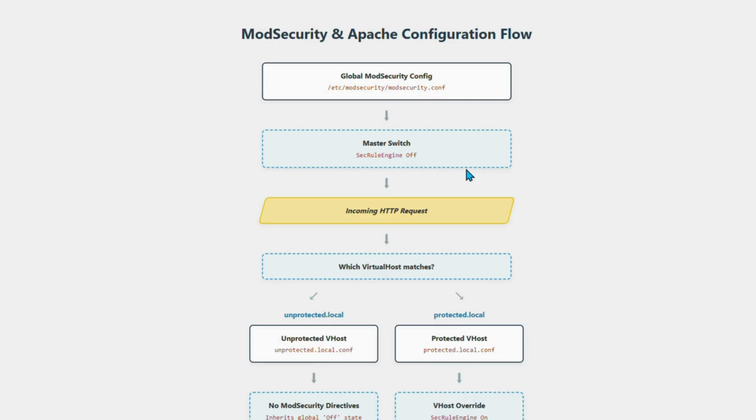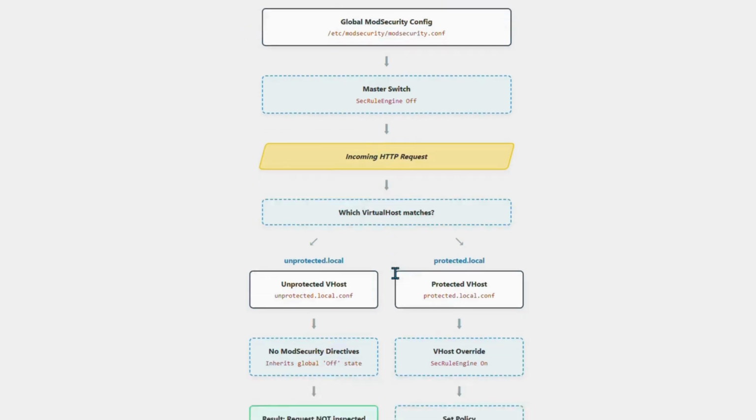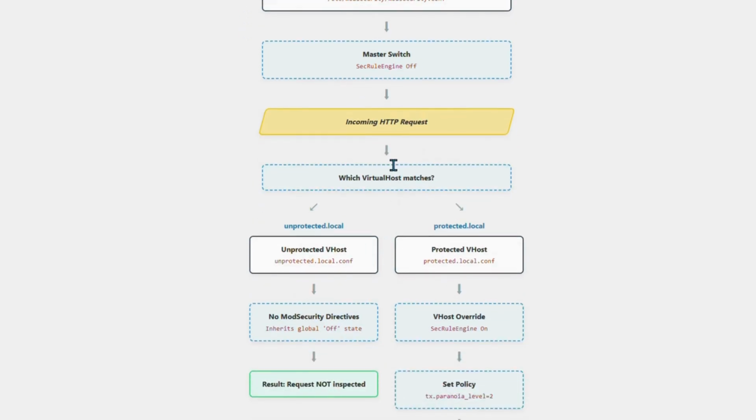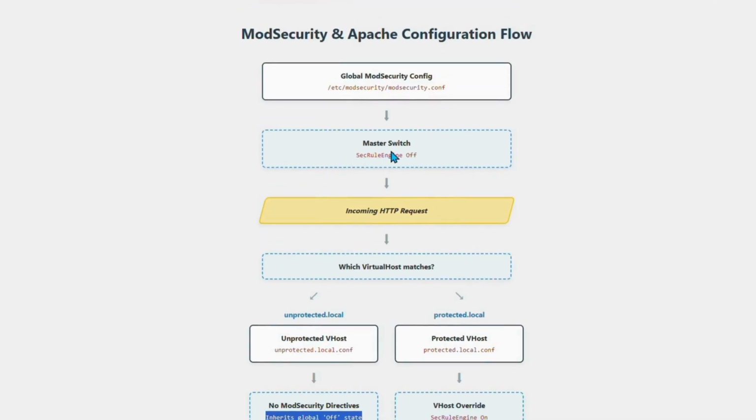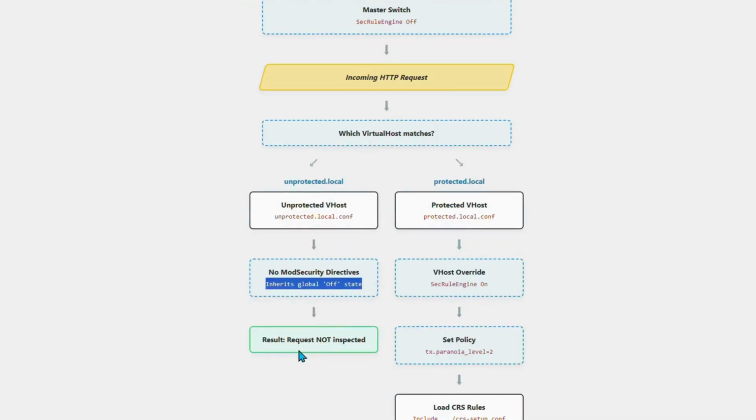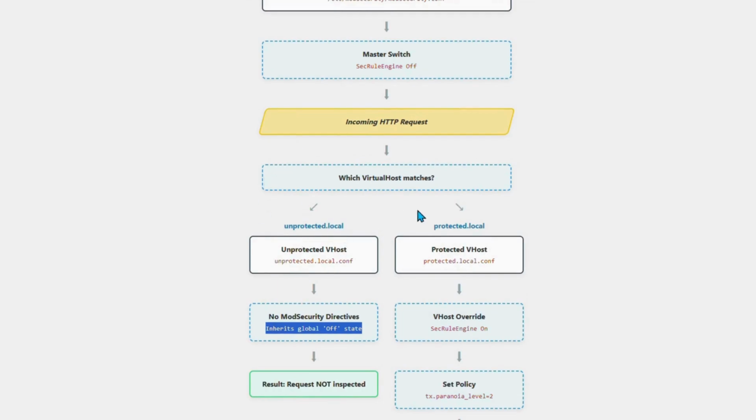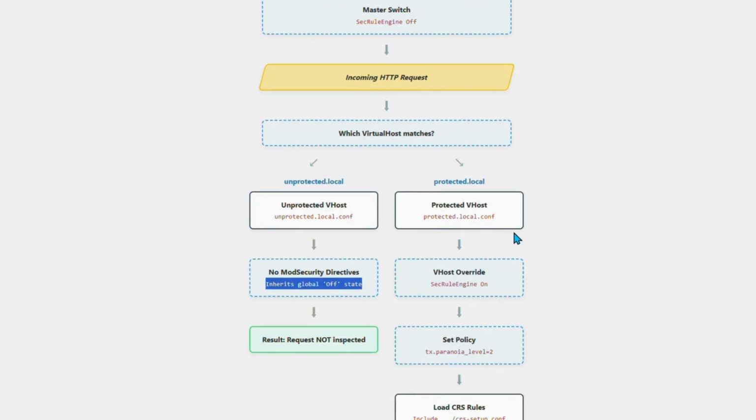So once it's turned off, at some point we're going to get an incoming HTTP request, and it's going to be Apache handling it. And if it's going to the unprotected local virtual host, then okay, nothing's going to happen. The request is not going to be inspected because this configuration file is going to inherit the global setting. And since it's turned off, that's it.